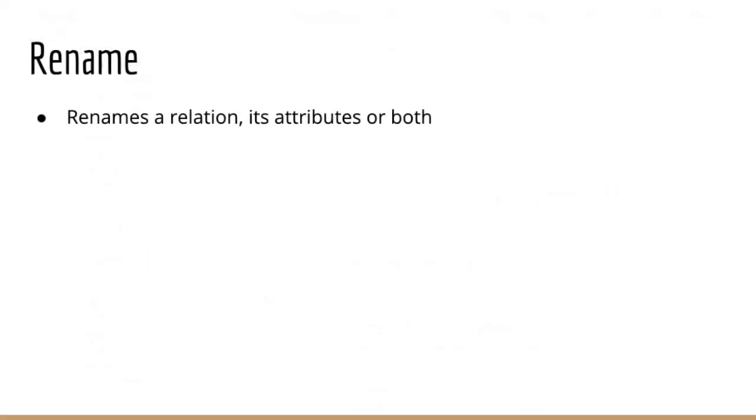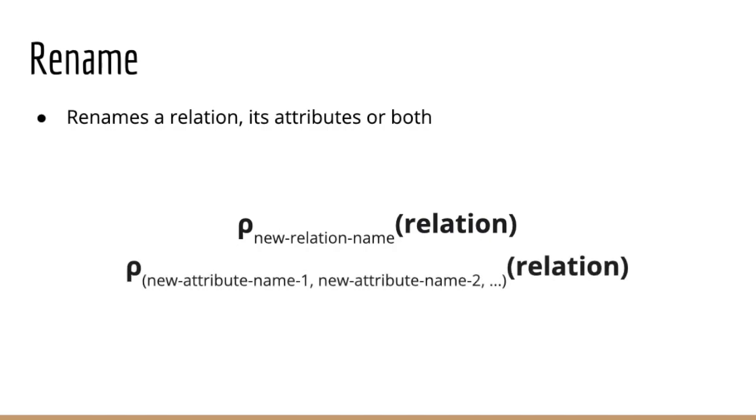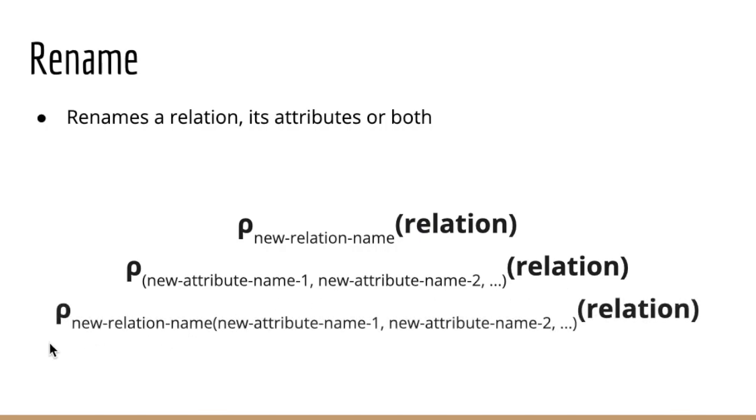Rename operation can be used to rename a relation, the relation's attributes, or both. For renaming the relation, the notation is rho, followed by the new relation name, followed by the relation that you want to rename. For renaming the attributes, the notation is rho, followed by the list of new attribute names inside parentheses, followed by the relation. Lastly, the notation for renaming both the relation and its attributes is rho, followed by the new relation name, followed by the list of new attribute names inside parentheses, followed by the relation.